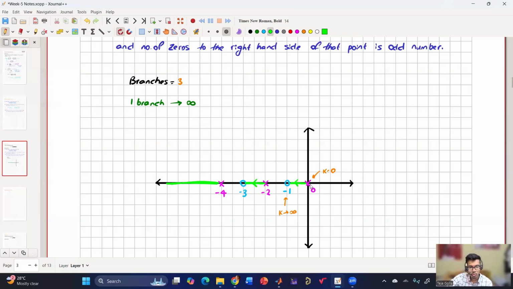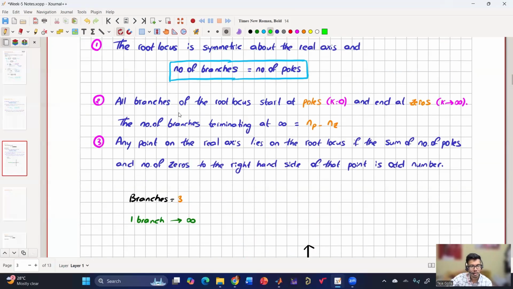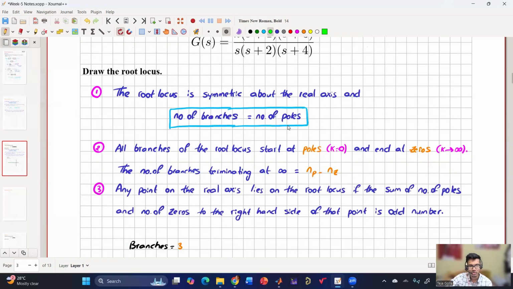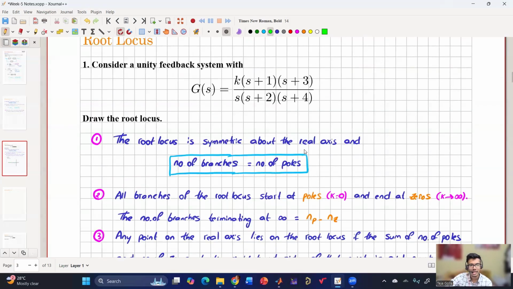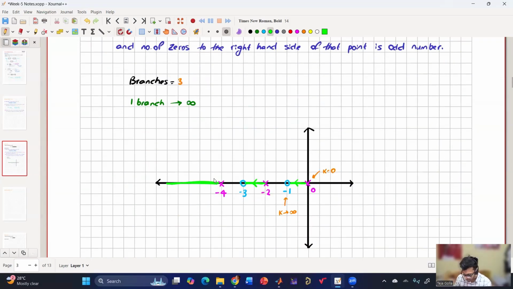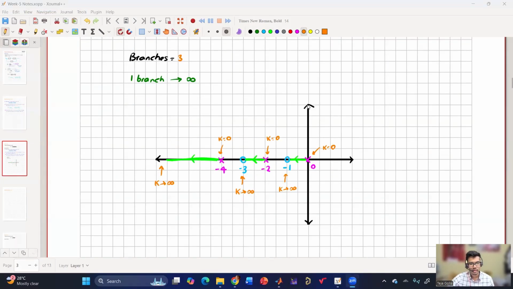Now, if you ask me, this pole is going towards this zero, and this pole is going towards this zero. Where is this pole going? If you come back to point number 2, the number of branches terminating at infinity, because as I mentioned, a zero can be considered at infinity. So this pole will go to infinity as k tends to infinity. This point is k equals 0, and this point is k tending to infinity. Similarly, this point is k equals 0, and here we will get k tending to infinity. So this is how the poles will move towards the zeros. Is this part clear? Any doubts, anyone?